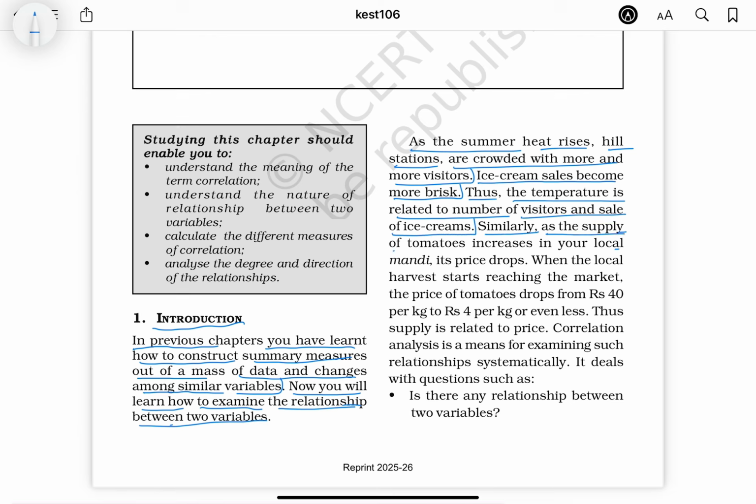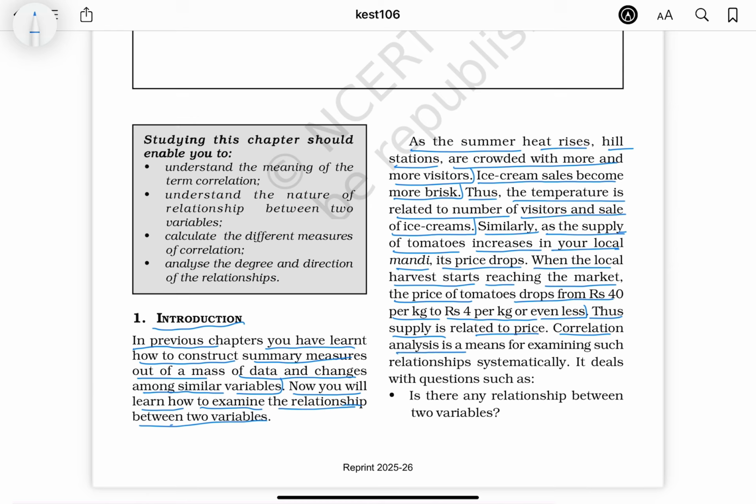Similarly, as the supply of tomatoes increases in your local mandi, its price drops. When the local harvest starts reaching the market, the price of tomatoes drops from rupees 40 per kg to rupees 4 per kg or even less. The supply is related to price.